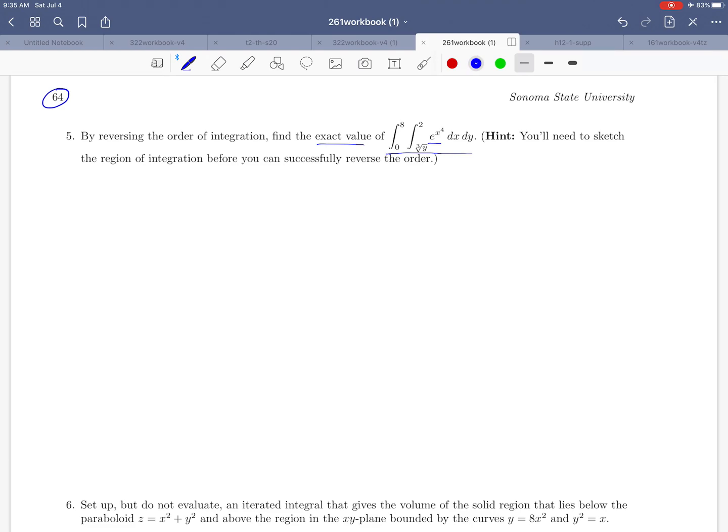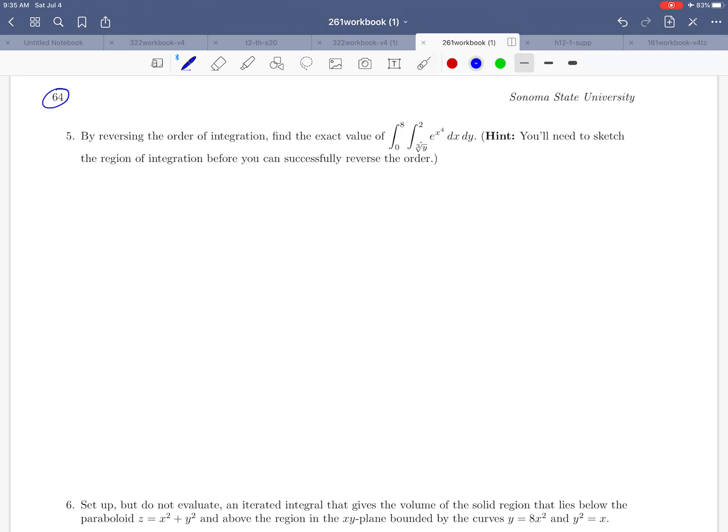That's the purpose for reversing the order. We're hoping that by doing that, it'll get it into a form where we can do the integral exactly. Well, before we can reverse the order, we need to have an idea of what our region of integration looks like, which means we need to draw a picture. And that means analyzing the curves that are involved in our limits of integration.